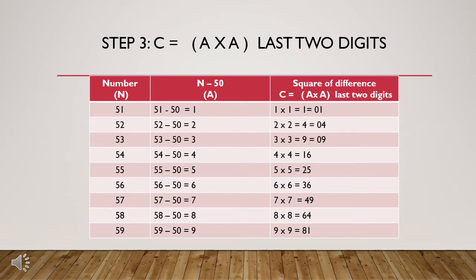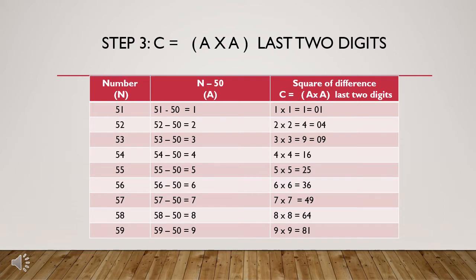For the last 2 digits, we'll first use the first step. What we did in the first step was subtract 50 from the number. So suppose we have 51. First we find 51 minus 50 equals 1. Now what will we do with this 1? We will square it, and that will be our last 2 digits. If we square 1, we get 1. But we need 2 digits, so for that purpose we'll write 1 as 01.